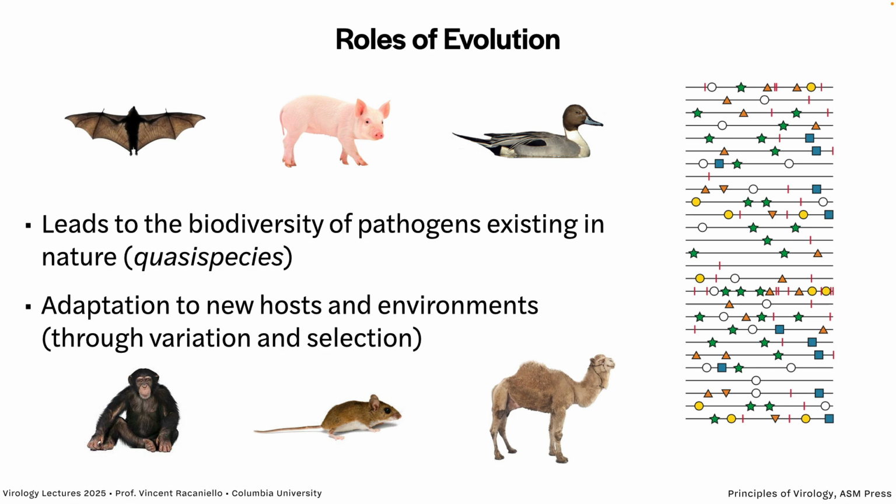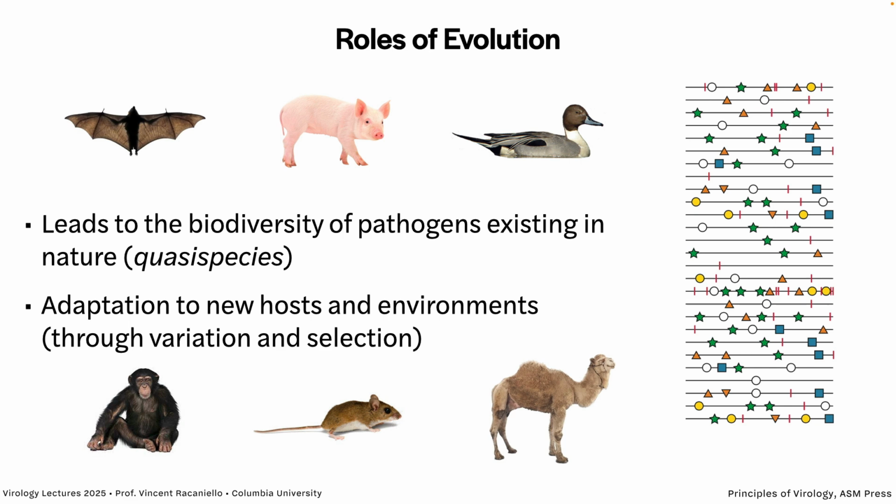This incredibly diverse collection of variants, and within it may be a variant that can infect people just by chance, right? Just by chance. It's totally random. So the presence of a quasi-species in animals allows them to infect potentially new hosts, right? That's variation in selection, like we talked about last time.